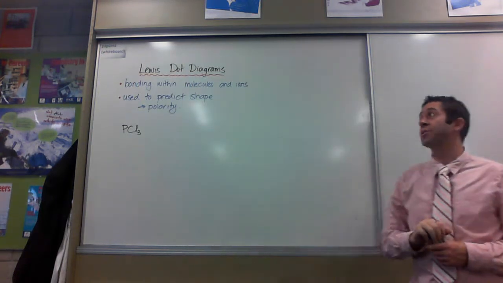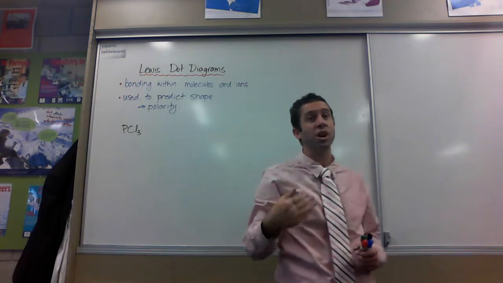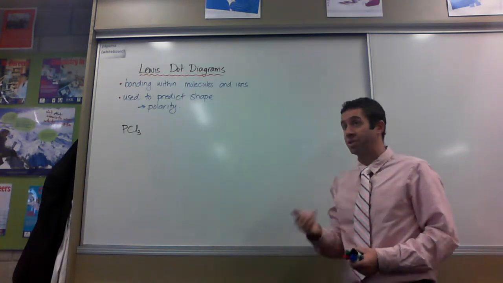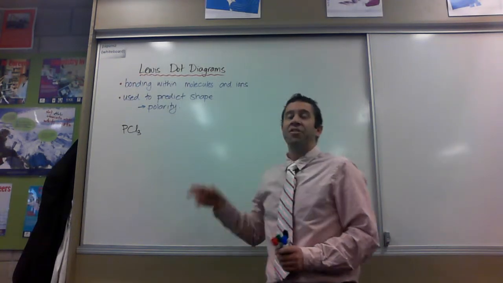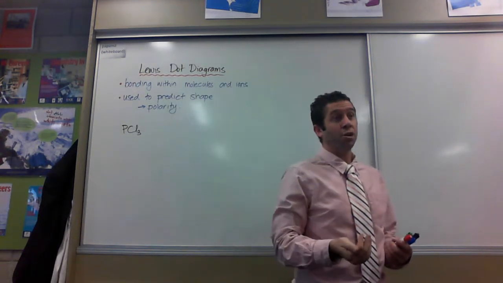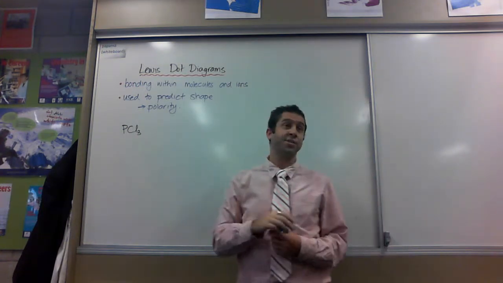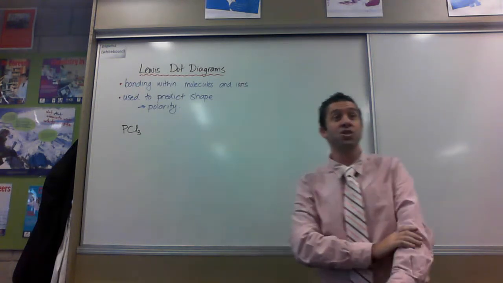But basically what a Lewis dot diagram tells us is the bonding within molecules and ions, and it also shows us the lone pairs of electrons as well. That becomes really important later. It's used to predict the shape, and therefore because it shows us the lone pairs of electrons in the bonding within the molecule, it can also be used to determine if it's a polar or a non-polar molecule. So it's sort of our first step in this little journey.